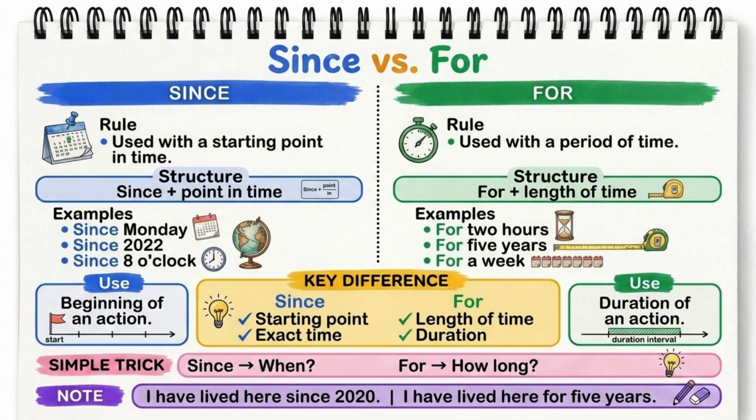I have lived here since 2020. The year 2020 tells us when the action began. I have lived here for 5 years. 5 years tells us how long the action has continued.